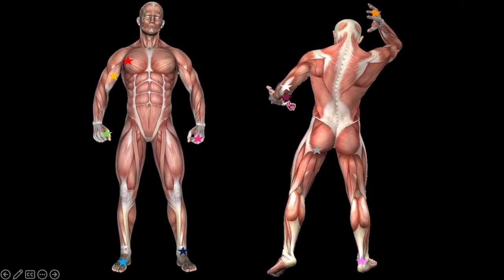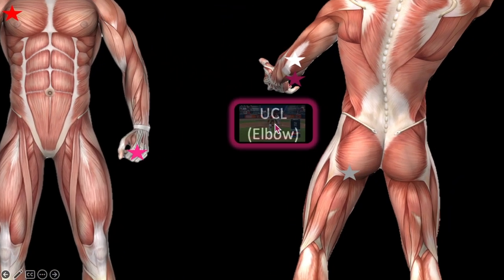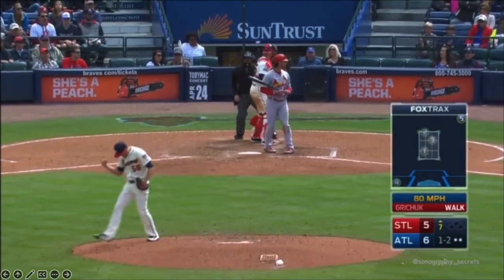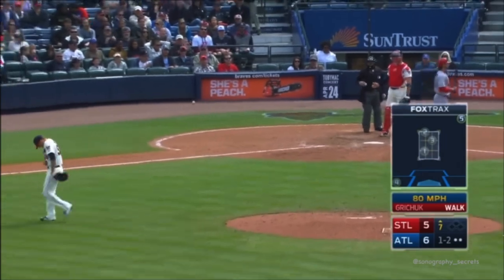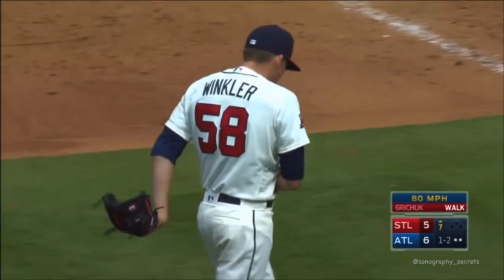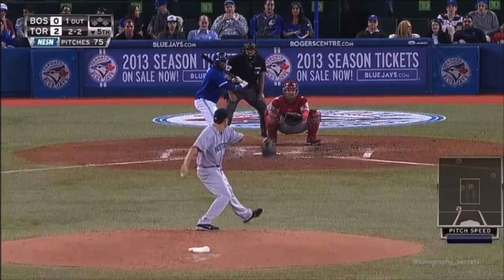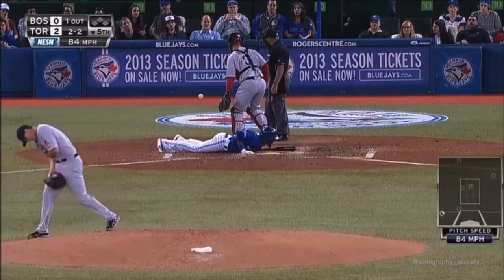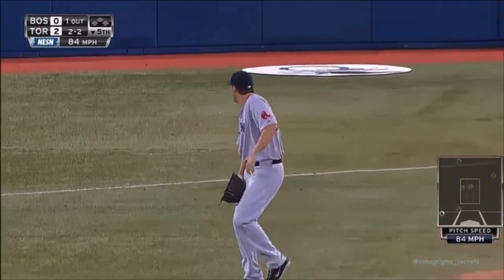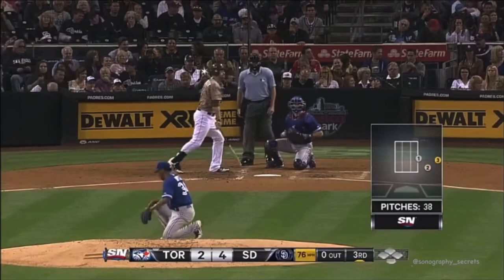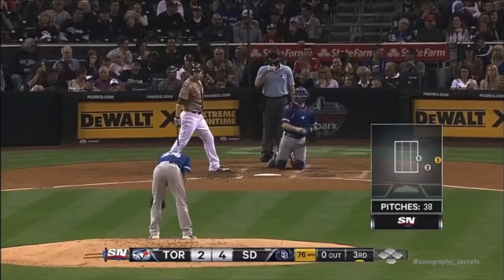If we look at another UCL, this time of the elbow, and generally these are called Tommy John injuries, very common in baseball. Now, Tommy John was a pitcher for the LA Dodgers back in the 70s and 80s. And he blew his arm out, which generally meant the end of your baseball career, but he was the first to have a UCL reconstruction. It's now known widely as a Tommy John injury and Tommy John reconstruction.